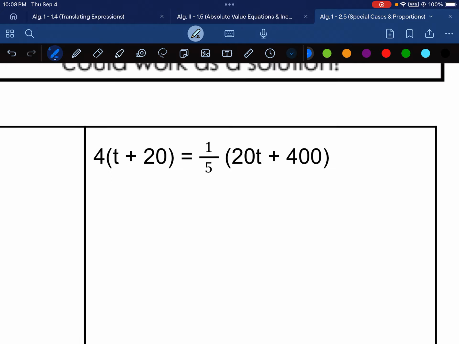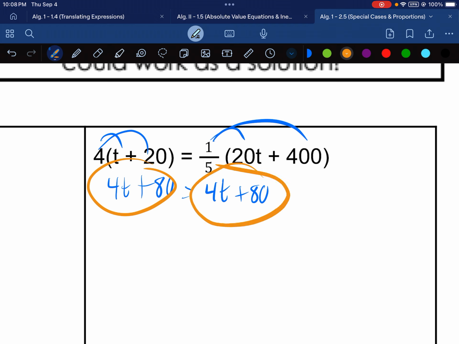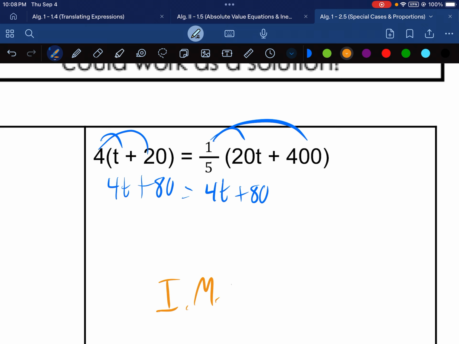On the next one here, we distribute the 4, and we get 4t plus 80 equals 1/5 of 20t. Since it's a 1 on top, we can think of it as just dividing by 5, and so we get 4t plus 80. Now, you might notice here that these are the exact same things on each side, and because it's the exact same thing on each side, I can already tell you it's going to be infinitely many solutions. And if we continue on, we'll see this is the case.